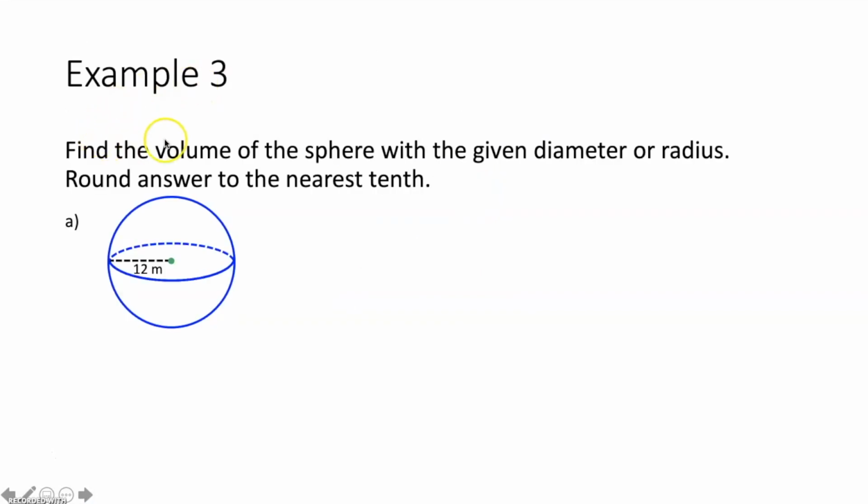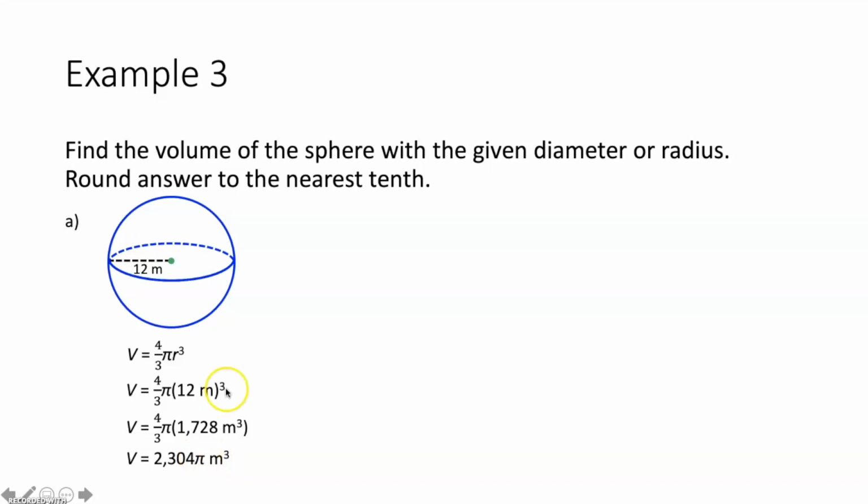Now, example 3 says find the volume of a sphere with the given diameter or radius. Round your answer to the nearest tenth. So in order to find the volume of this sphere, what we need to do is remember the volume of a sphere formula. Volume is equal to 4/3 pi r cubed. So all we need is the measure of our radius, which they give us. It's 12 meters. So I'm going to take 12 meters and plug that in for r right here. Now all I have to do is just cube that, then multiply that by 4/3 and pi out front, and I end up getting that the exact volume of this sphere is 2,304 pi meters cubed, or cubic meters.